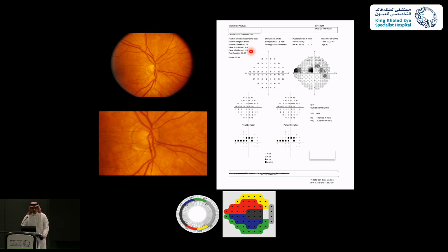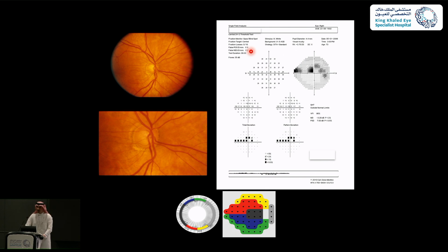You will go over the reliability indices. You will go for the fixation loss, and the fixation loss is simply the machine throwing a stimulus over the blind spot, and the patient is not supposed to respond because it's the blind spot. If the patient responds, then that's a fixation loss. Fixation loss is allowed up to 20, sometimes 30%, if the patient has advanced glaucomatous damage with an enlarged blind spot. After that, you will go for the false positive and the false negative parts of the reliability indices.